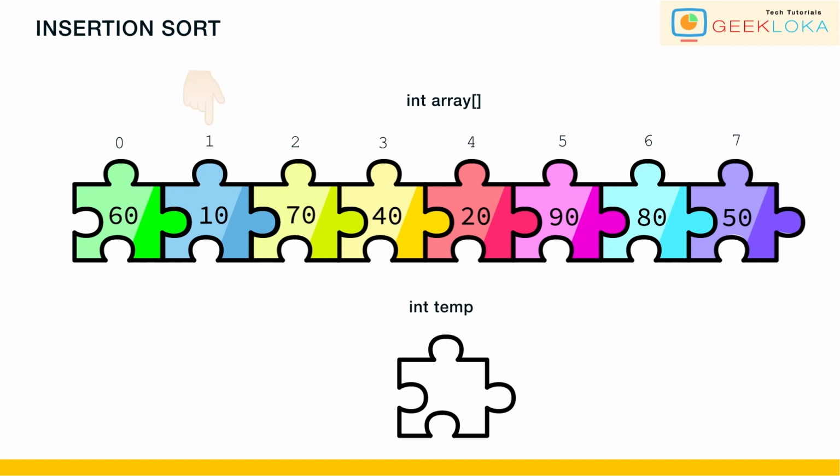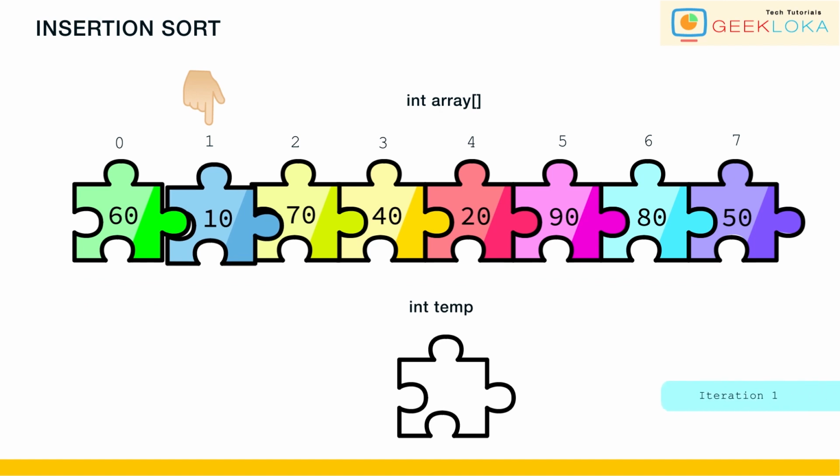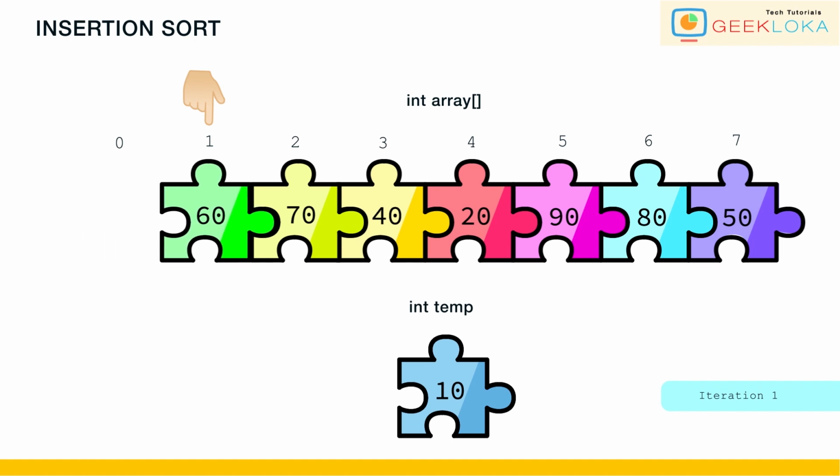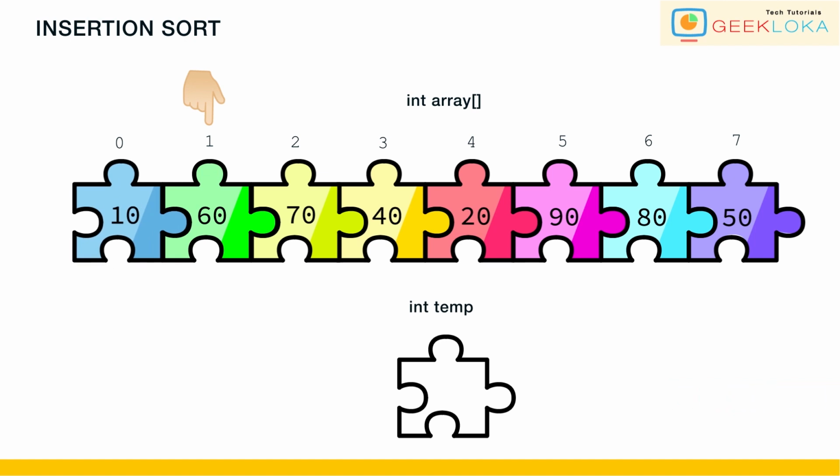We start with the index 1, which is 10. We take 10 and compare it with 60. Since 10 is smaller, we insert 10 before 60. Our array now looks like 10, 60, 70, 40, 20, 90, 80, and 50.